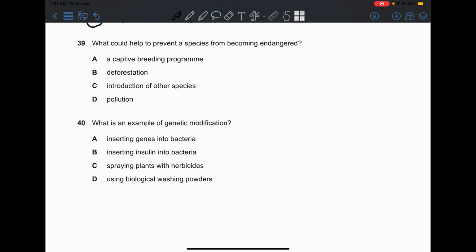So let's read the options. Captive breeding program. Now, yes, this is part of the things that I have said now. So our answer is going to be A. Now, B is not going to work because actually this is going to destroy the habitat of some of the species that are living in the trees, maybe. So, no. Introduction of other species. Now, this is going to create some competition, and maybe it's going to decrease the food or the resources for the species that you are trying to not make endangered. D, pollution, of course not.